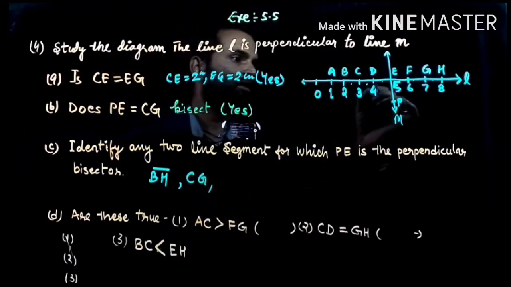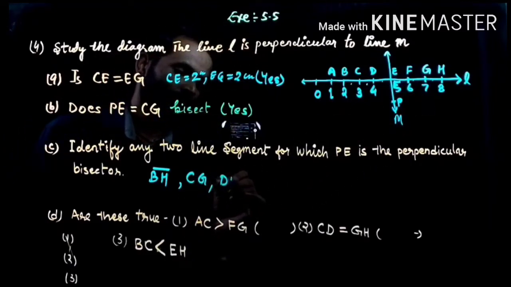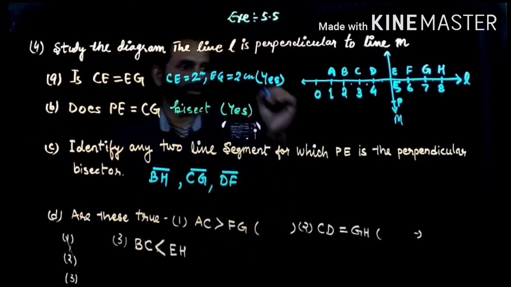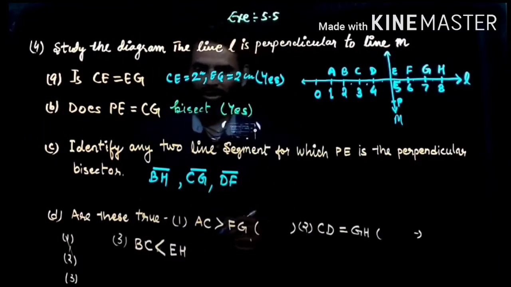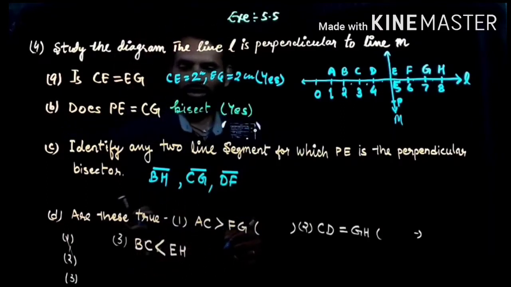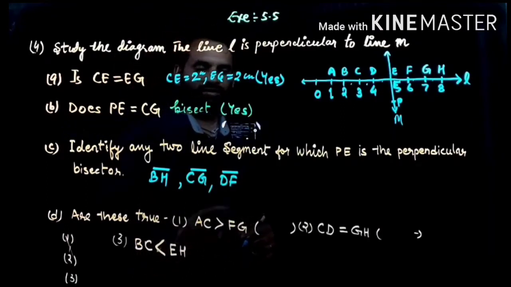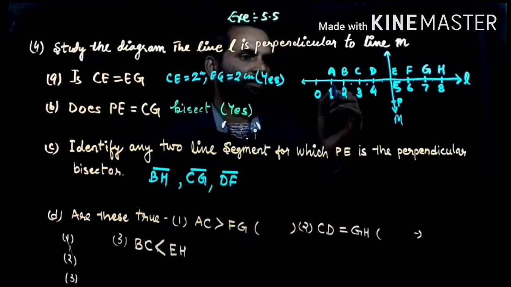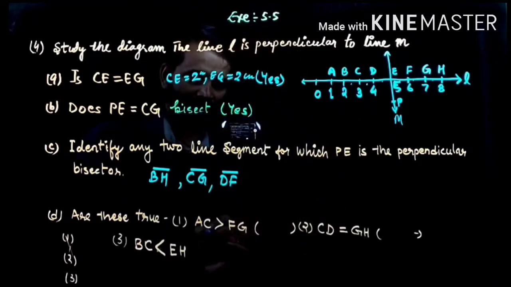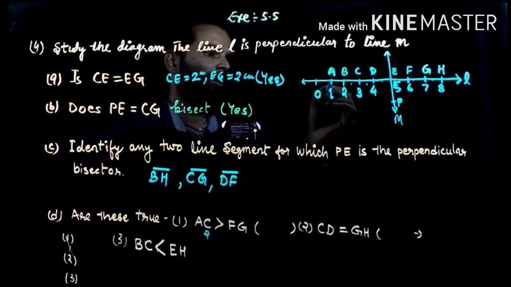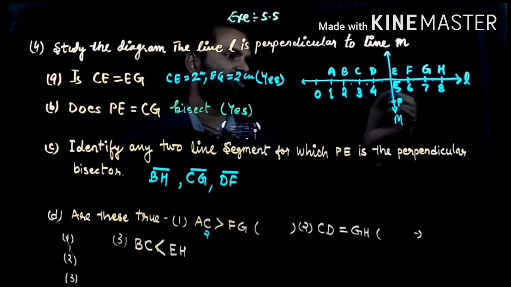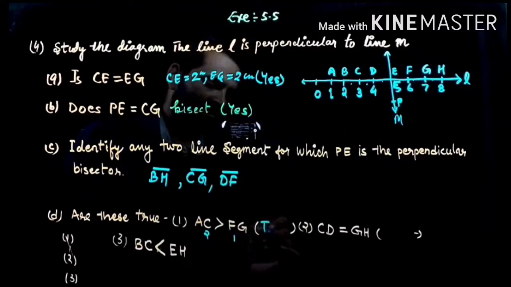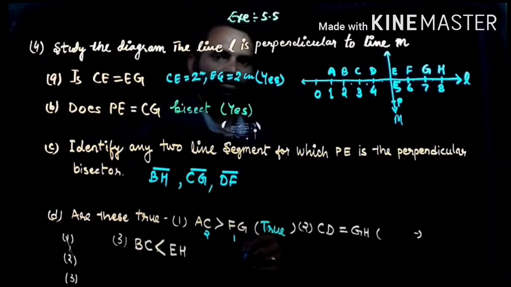Okay, and DF, the two line segment is a bisect of line M. Okay, now fourth question, are these true? AC is greater than EF, FG. AC is 2 centimeters, A to C. Okay, and FG is 1 centimeter. It means this is true.